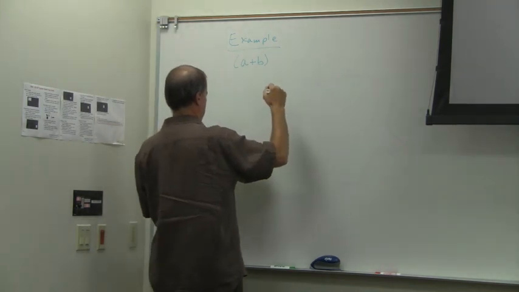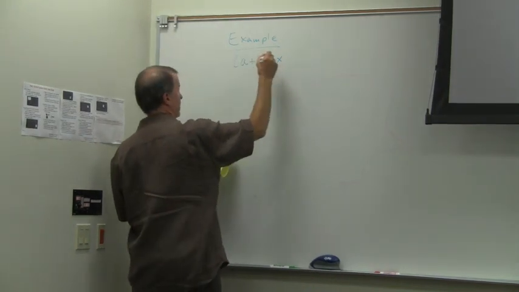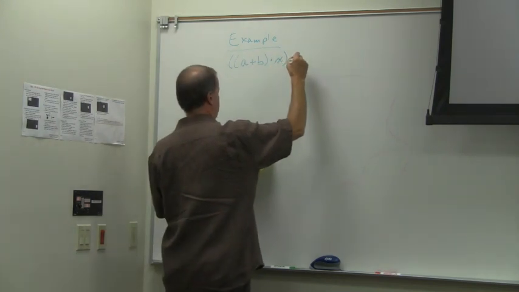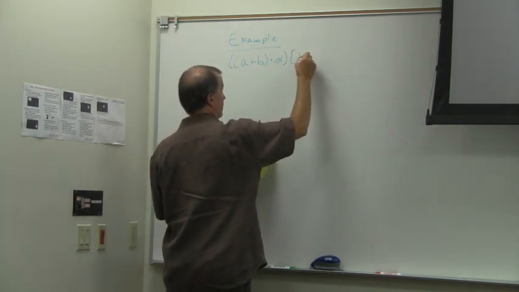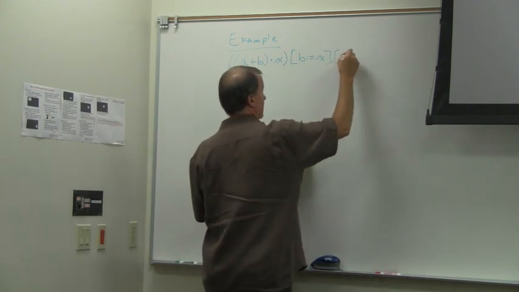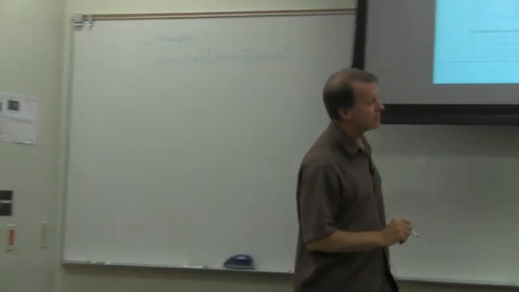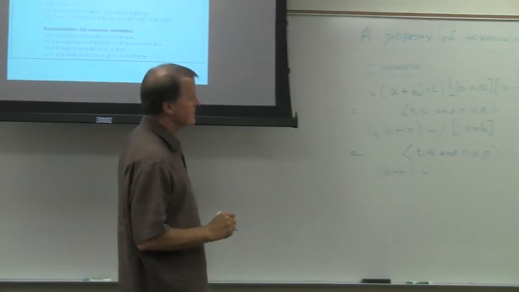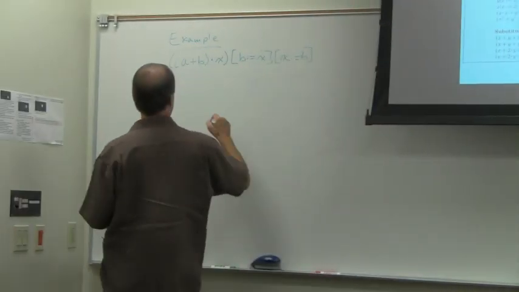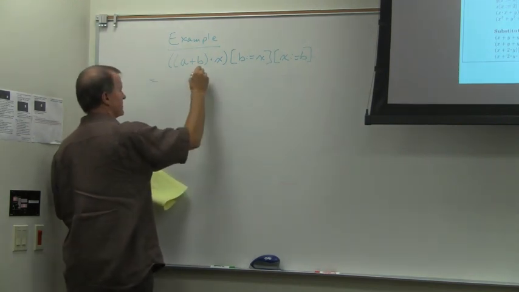Now we're going to do A plus B times X, and we're going to do B replace X, X replace B. What do we do over here? A plus B times C, B replace X, X replace B. Now we're doing A plus B times X, B replace X, X replace B, equals.